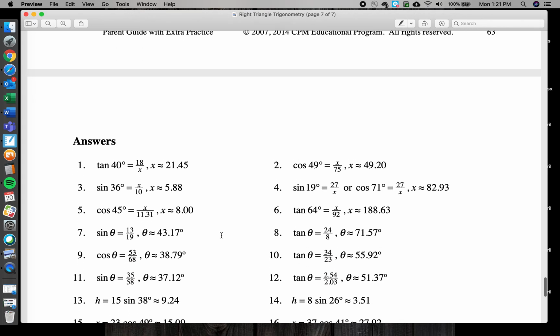The one nice thing about this practice guide is that it does have all the answers right here. So make sure you're checking your work, and make sure you're showing your work, so that you can then check your answers to see if you're doing things correctly.